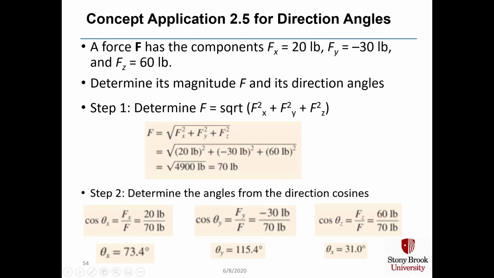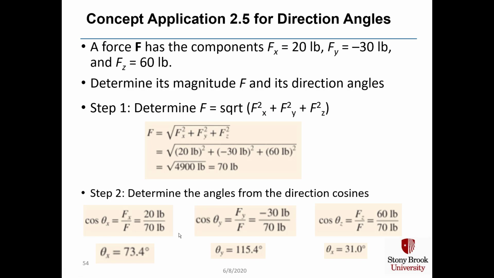Here's concept application 2.5 for direction angles. A force F has components f sub x equals 20 pounds, f sub y equals minus 30 pounds, and f sub z equals 60 pounds. Determine the magnitude F and the direction angles. We know that the magnitude of F is the square root of f sub x squared plus f sub y squared plus f sub z squared. And when we do the math on our components of 20 pounds, minus 30 pounds, and 60 pounds, we find that the magnitude of F is 70 pounds.